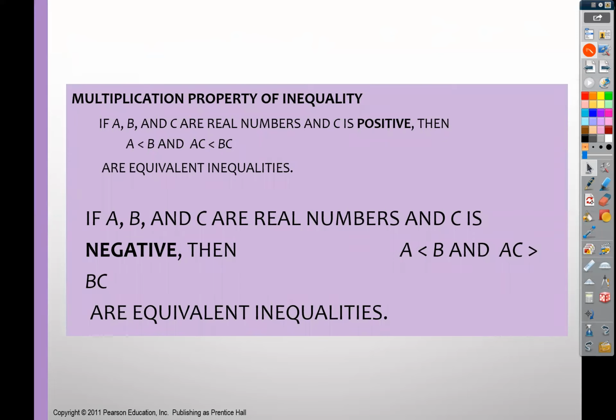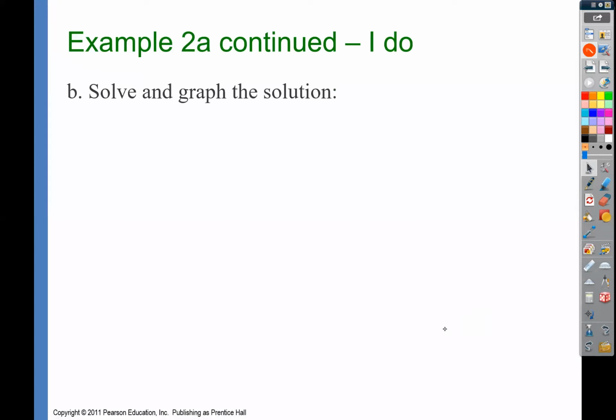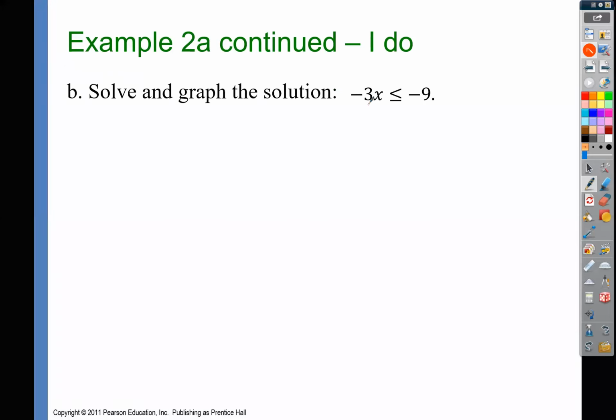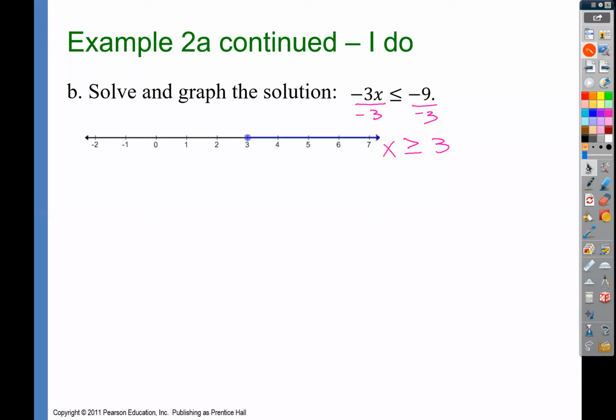The multiplication property of inequality basically says that if you multiply or divide by a negative, you have to flip the sign. Okay, so make sure if you're multiplying or dividing by a negative with an inequality, you flip the sign. So, all right, -3x is less than or equal to -9. So if I divide both sides by -3, I would get x is greater than or equal to 3. So my number line would look like that.